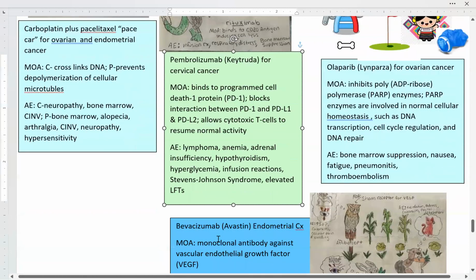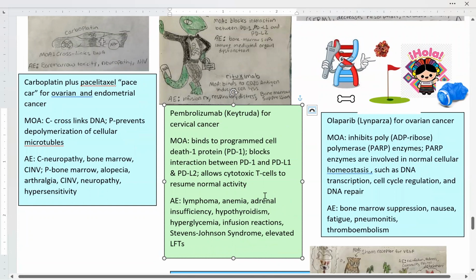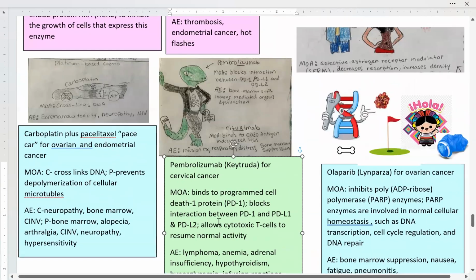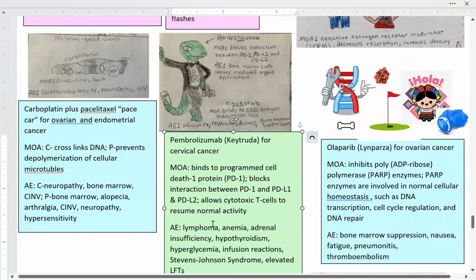Adverse effects are lymphoma, anemia, adrenal insufficiency, hypothyroidism, hyperglycemia, infusion reactions, Stevens-Johnson syndrome, and elevated LFTs. So in the picture, I have infusion reactions shown on his tail. He's got little speckles. And that's about it. So unfortunately, there's a lot of AEs that are hard to remember.